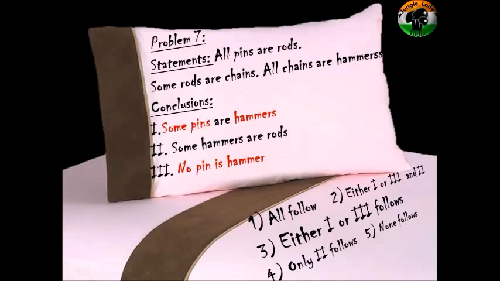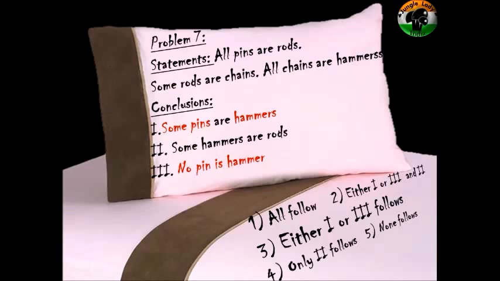You could find "some pins are hammers" and "no pin is hammer." So pins and hammers are related in 2 sentences, one using "some" and the other using "no." So there are more chances for the answer to be either-or. Please try to understand. There are more chances for either 1 or 3 follows, but we have to cross-check it. That is very, very important, okay? So we are going to cross-check this using 2 diagrams.